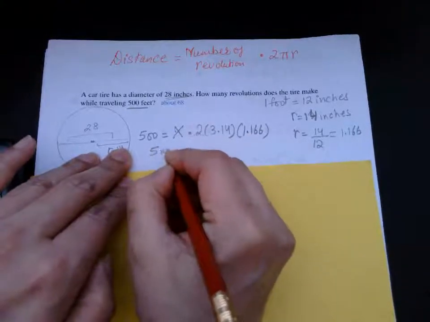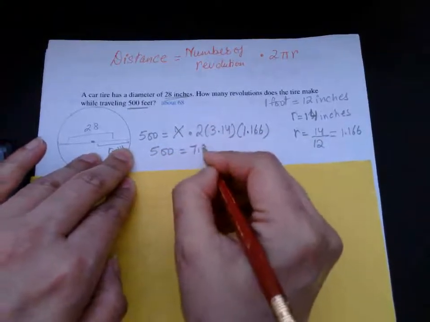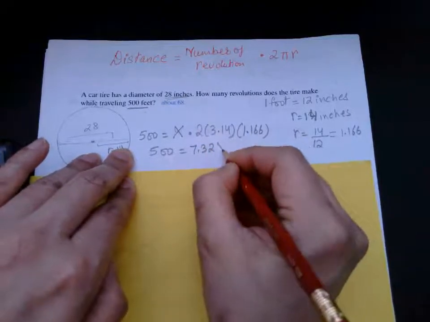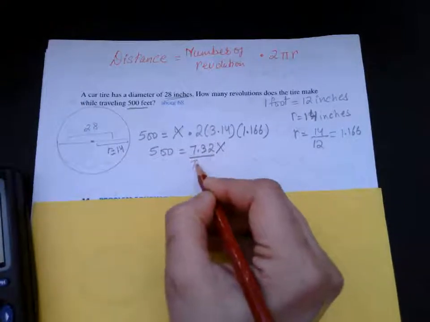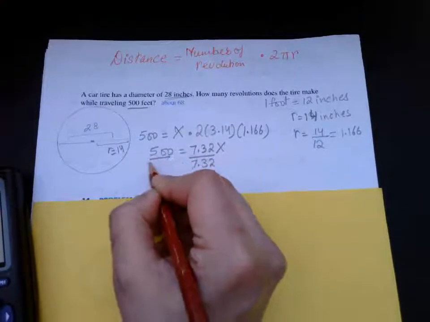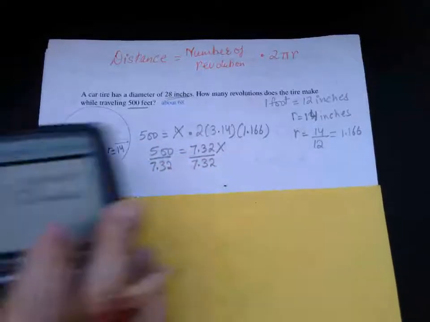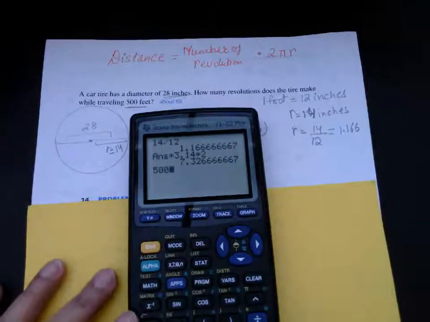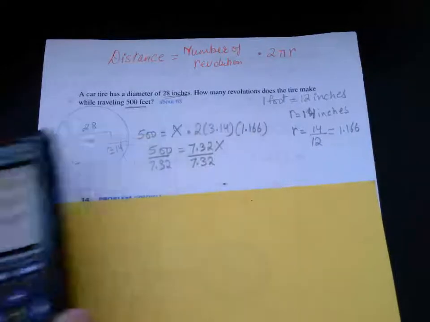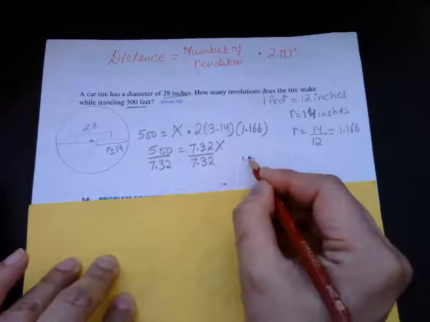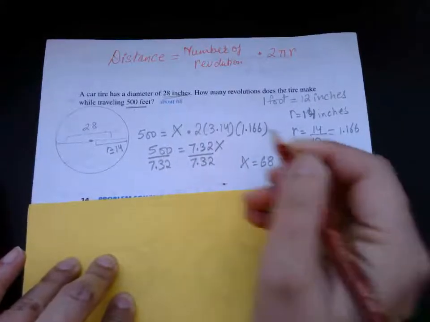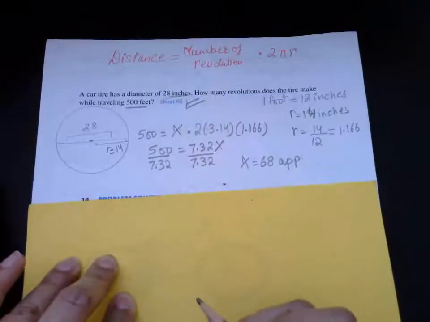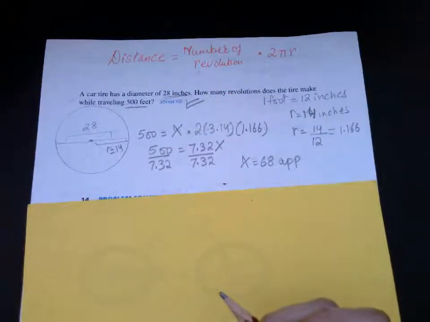So 500 is equal to 7.32 x. Now I need to isolate x. How? Divide 7.32 on both sides. Let's try. So 500 divided by 7.32 is approximately 68. So x is equal to 68 approximately. Our answer is right. Let's try one more.